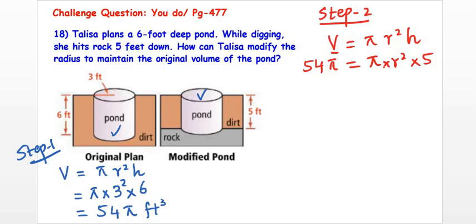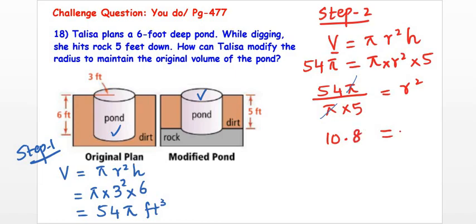Now one by one move these terms to the other side. So it will be 54 pi, and you will divide it by what? Pi and 5, because both of these are in the numerator. On the other side they will be in the denominator, r squared. Now what can you cancel? We can cancel this pi with this pi. So 54 divided by 5, what will it be? It will be 10.8 equals r squared.